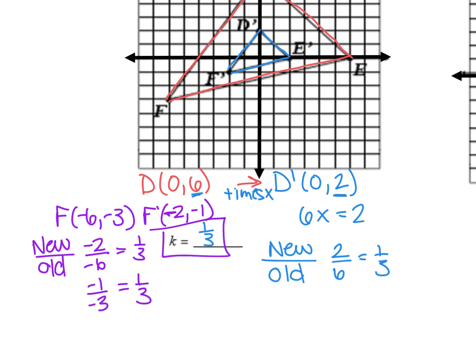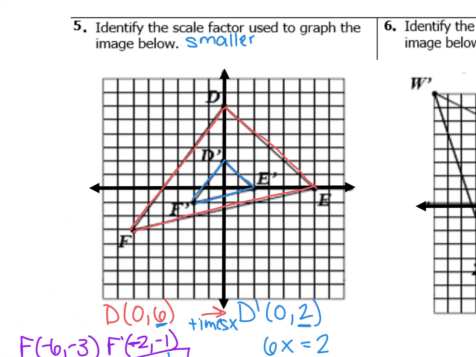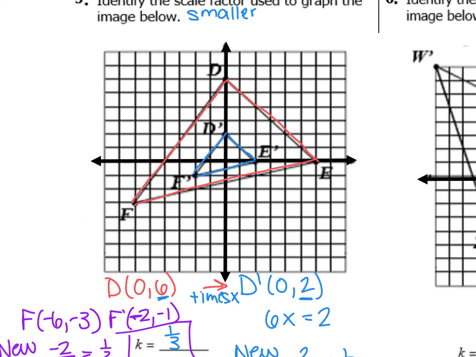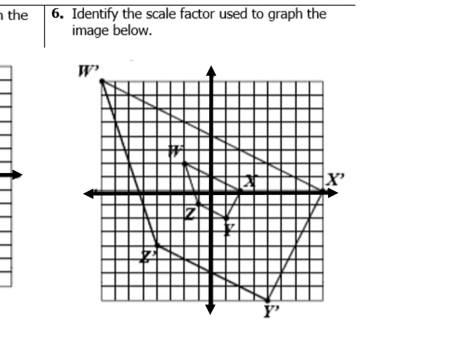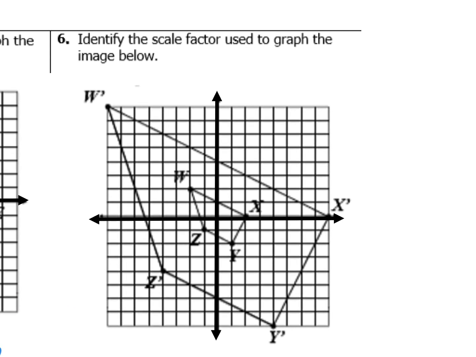And you can always check that that works by then taking the original points and multiplying by 1/3, and you should get the new points. So we're going to do this again over here. We are, for number 6, finding the scale factor. So again, I'm going to take the new point and divide it by the old. So I'm going to look at, let's do, doesn't matter which pair you choose, I'll look at W prime and W.